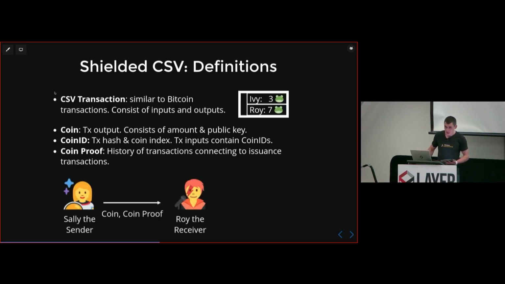Okay? So for Sally, the sender, to pay Roy, she sends him coin and coin proof. Roy verifies that all transactions in the coin proof are valid. For example, they don't create a larger amount than what they spent, and they do connect to issuance transactions.